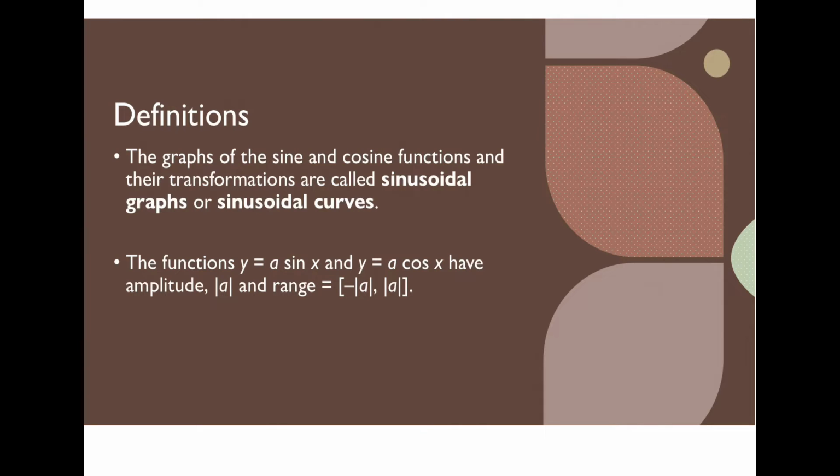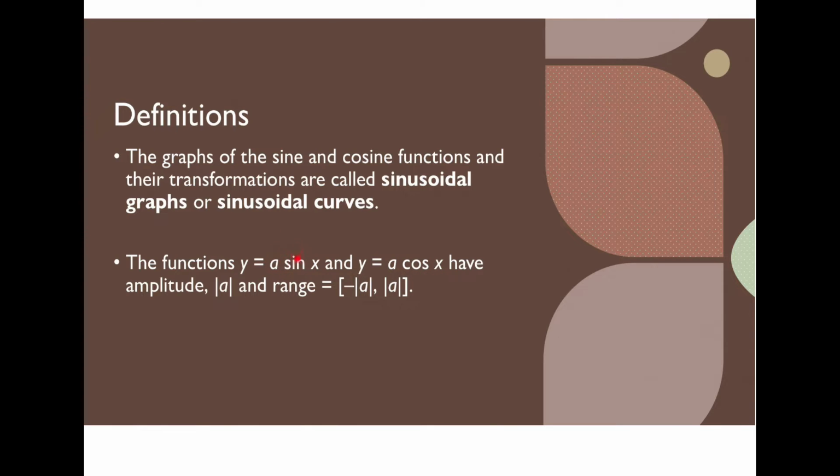So, getting some clarity on a word I used just a little bit ago. The graphs of both sine and cosine functions are called sinusoidal graphs or sinusoidal curves. Both of them are. Cosine involves sine. In other words, the functions y equals a sine x and y equals a cosine x have an amplitude, the absolute value of a. And the range will go from negative absolute value of a to positive absolute value of a. We have to put the absolute value, because sometimes a can be a negative value, and so the amplitude is something that's always positive. If a is negative, that's going to flip it across the curve, just like we've seen before with other functions.